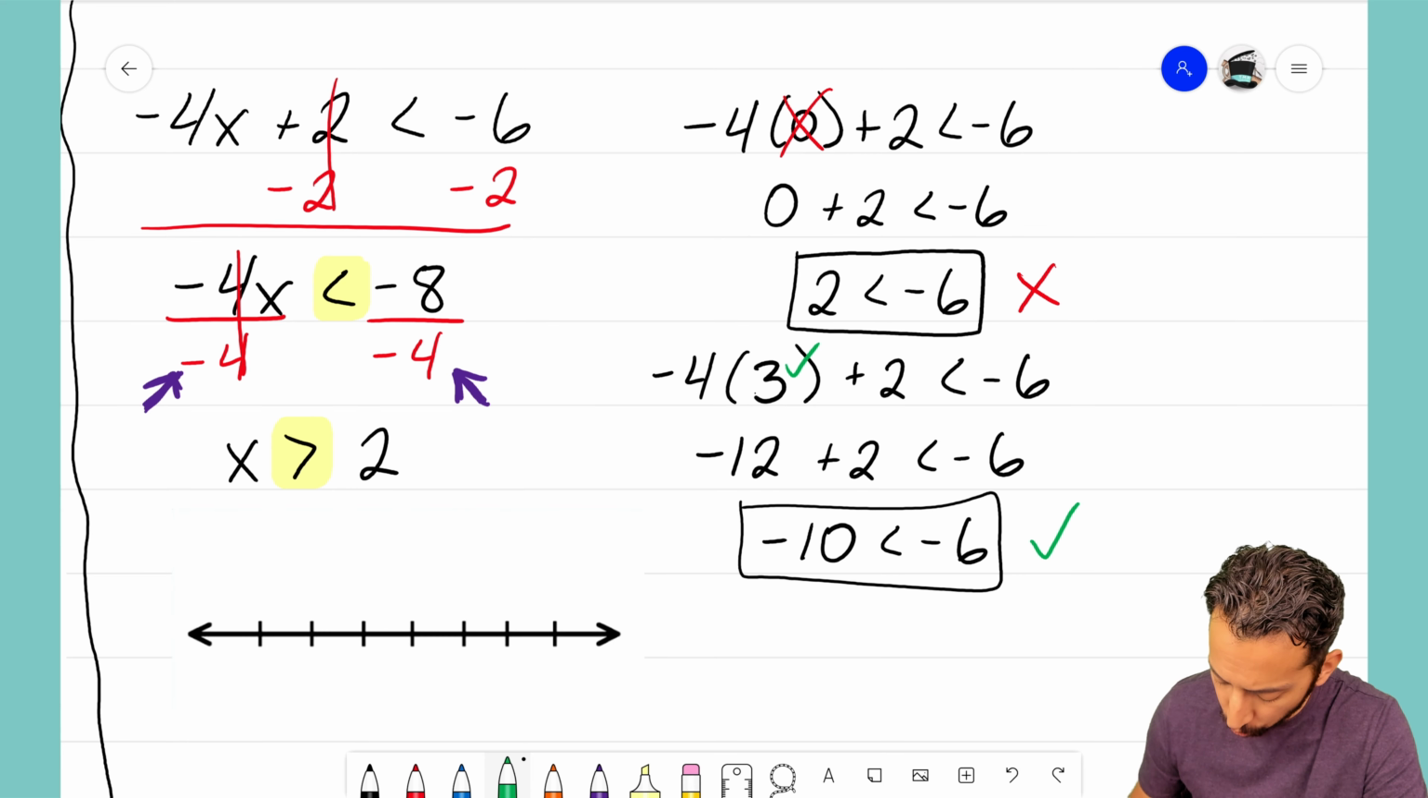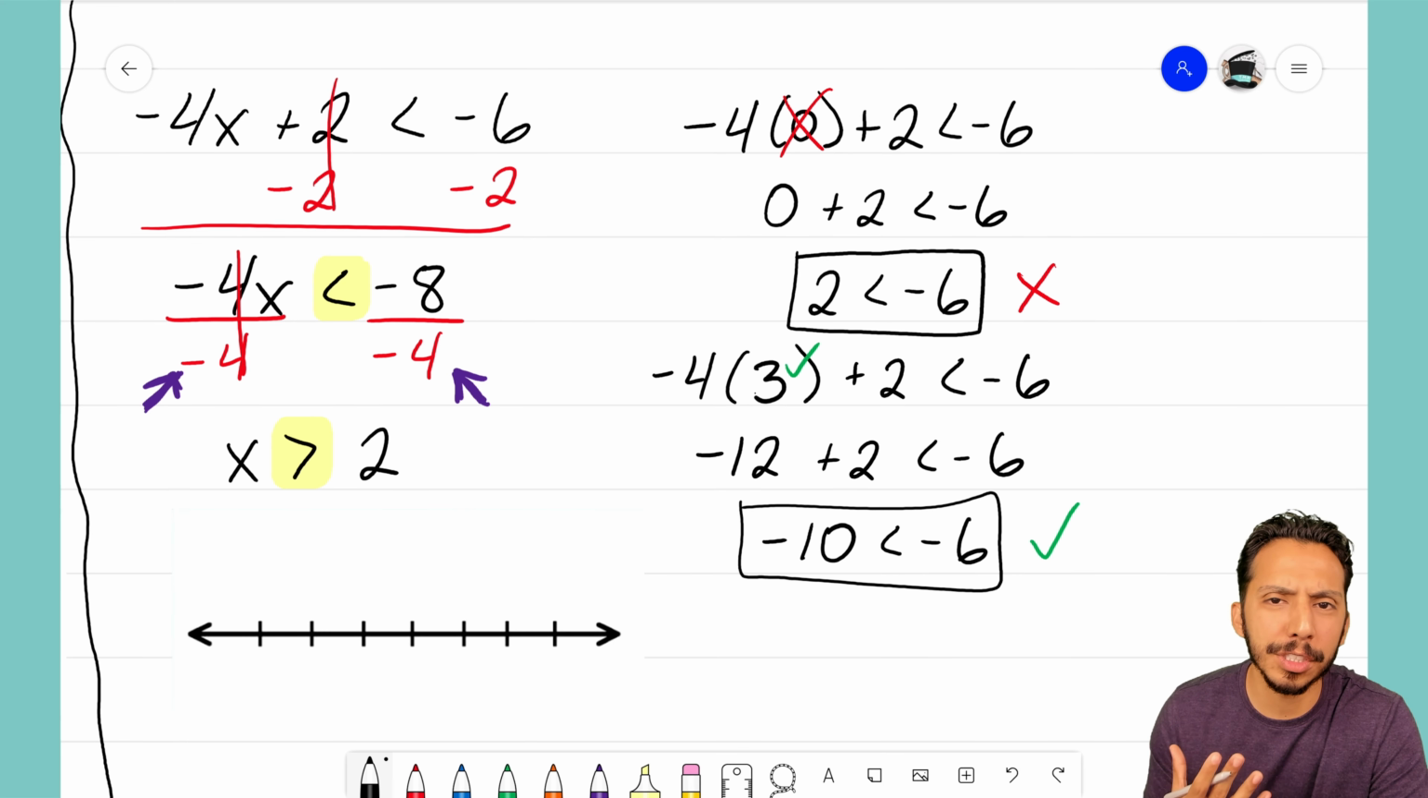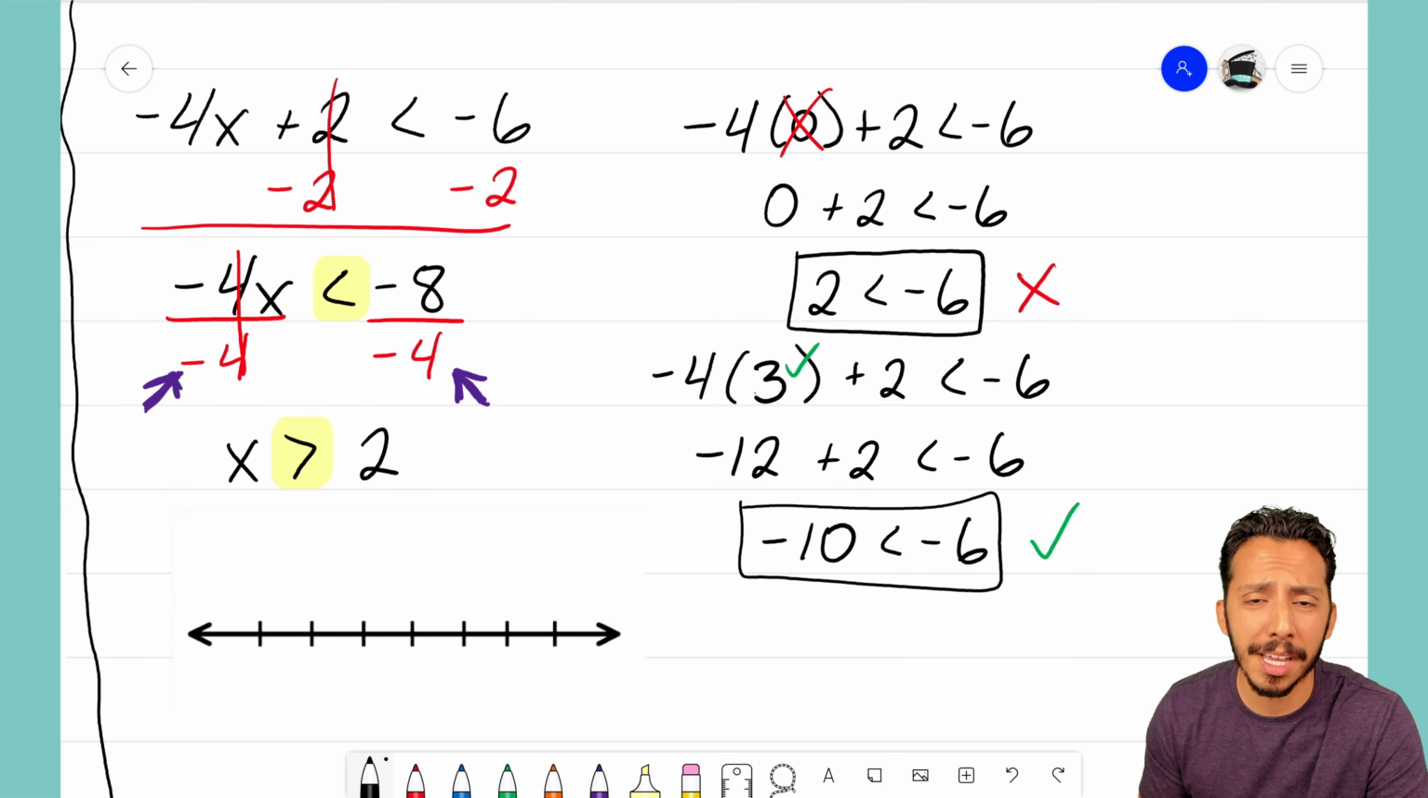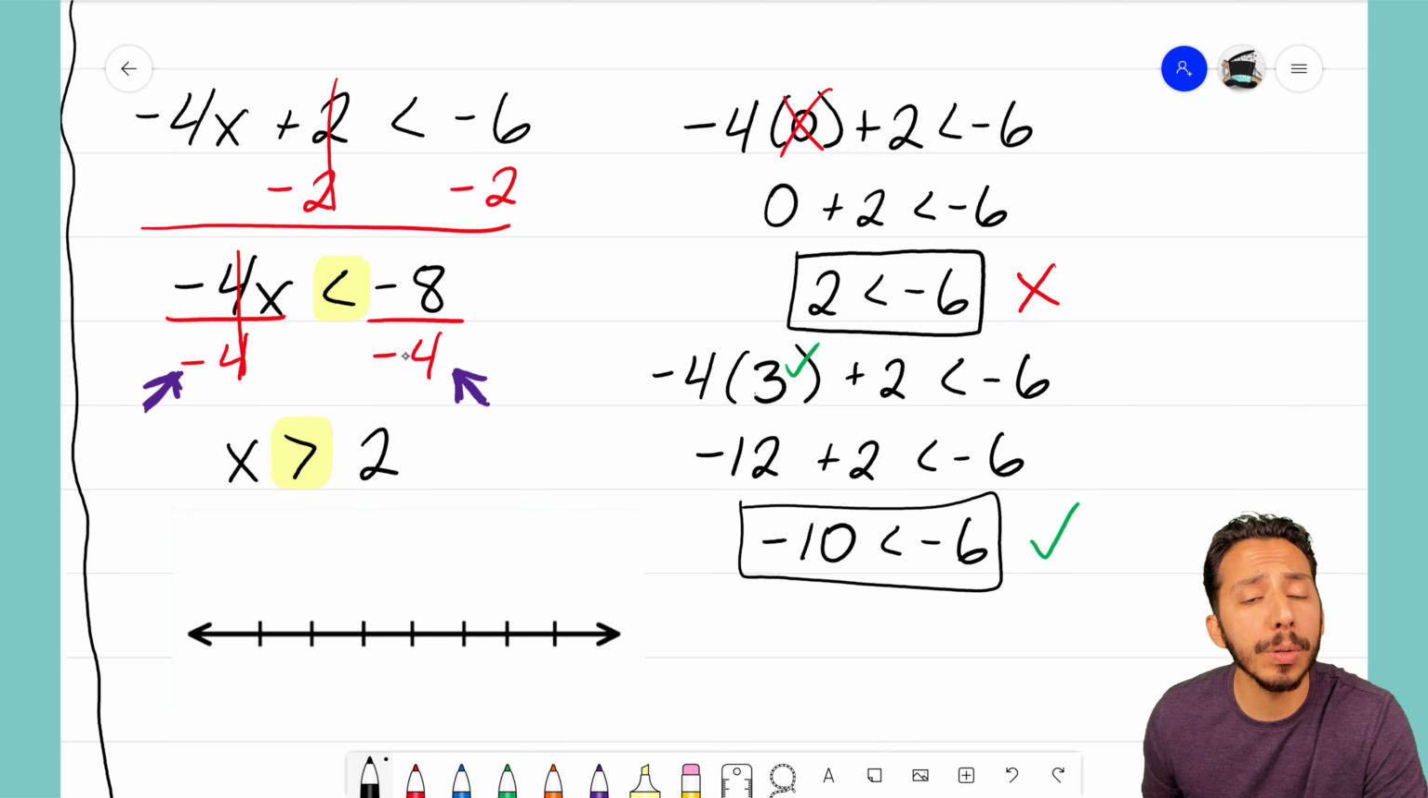So please, as you work through future classworks, homeworks, quizzes, tests, whenever you're solving an inequality, if you divide or multiply both sides by a negative number, be sure to flip the inequality.